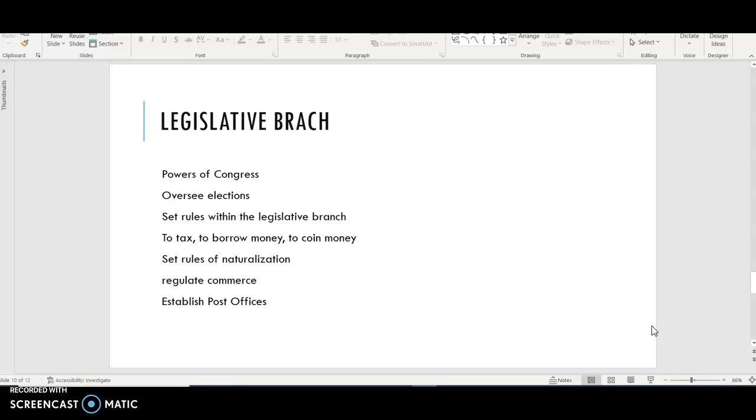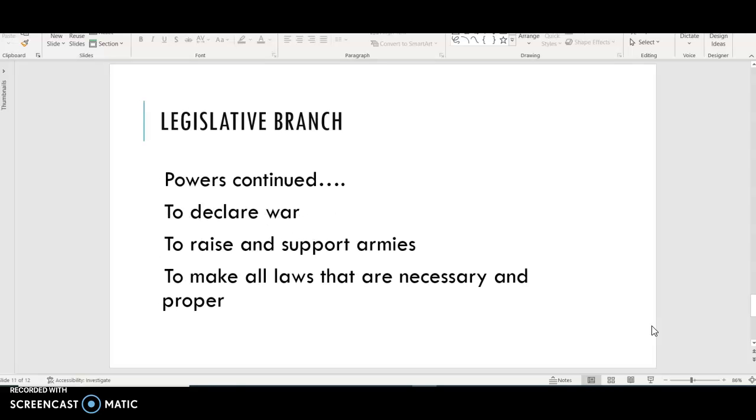It's how people work in factories and produce goods, and we send it to different states or we send it to other countries. And all the money that is being made is regulated by the legislative branch to make sure that people aren't doing bad things. And it also gets taxed. They're also the group of people that establish post offices. These are more of their powers.